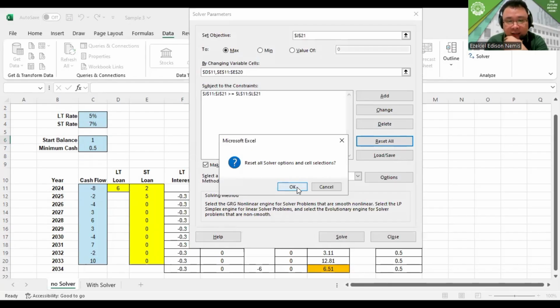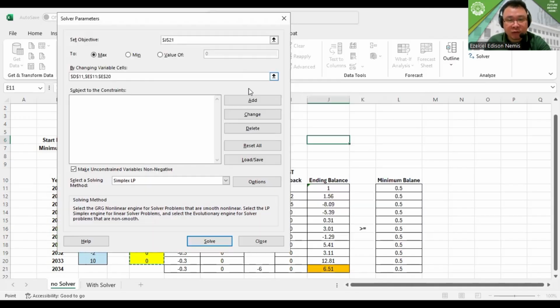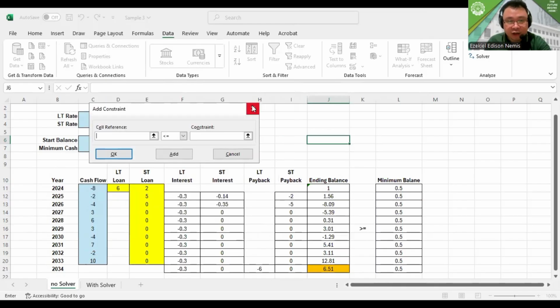Reset all ko lang. All right, so let me just put the objective. Remember, this is the objective since this is the last data. Okay, that is the objective. All right, let's click max. The changing cell is this one. This is only one, so comma nyo lang agad, comma, and then highlight the SD loans. Yan. So once you have this one, all you have to do is add the constraint. The constraint that we are looking at is the ending balance. So the ending balance is here, and then the constraint is here.